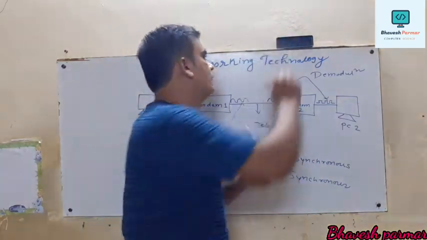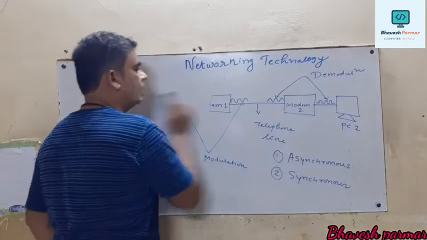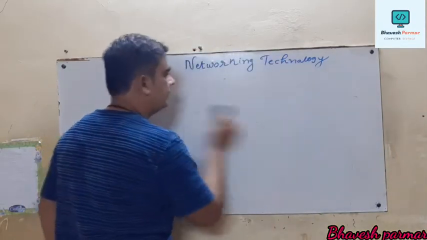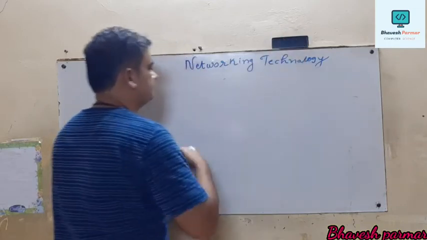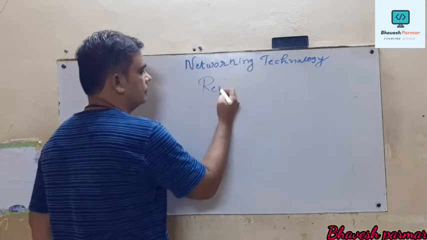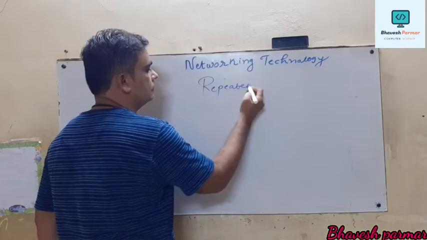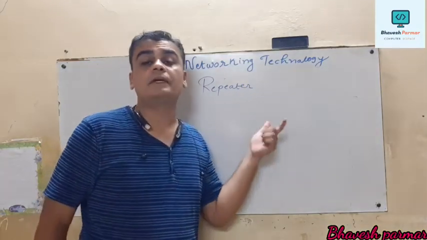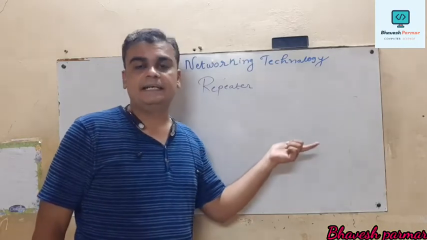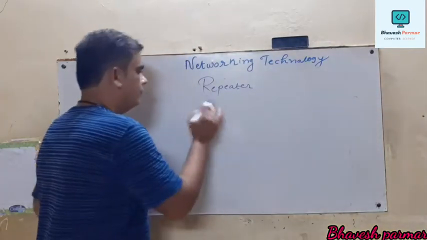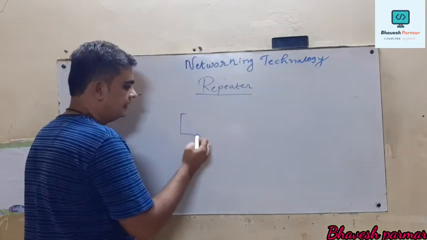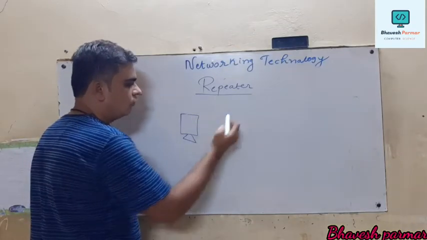Now we switch to our next network connecting component, which is the repeater. As the name suggests, a repeater copies and extends the data. First of all, I am going to draw the diagram of the repeater, so you can easily understand its working.